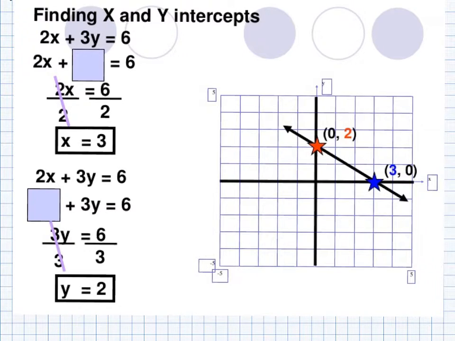So if you have the problem 2x plus 3y equals 6, and you have to find the x and y intercepts, the first thing to do is remember that if we're going to find what x is, we turn the y to 0. So in this, the 3y, we would do 3 times 0.